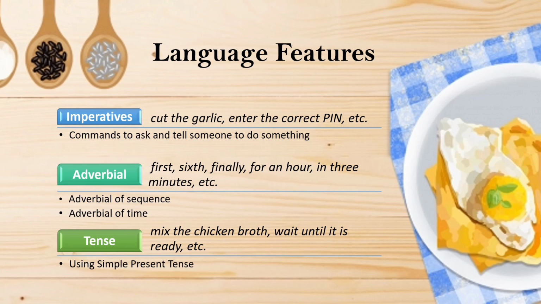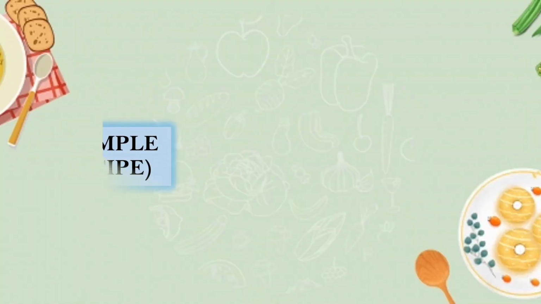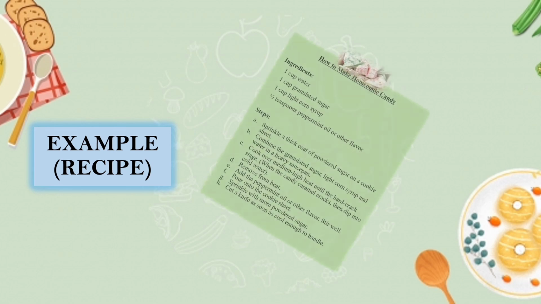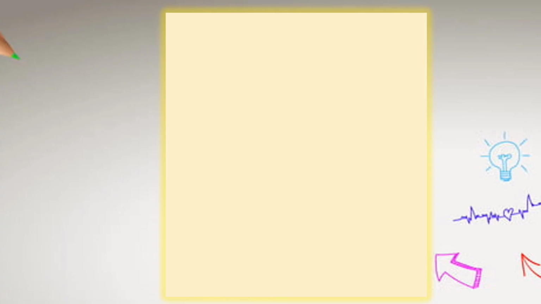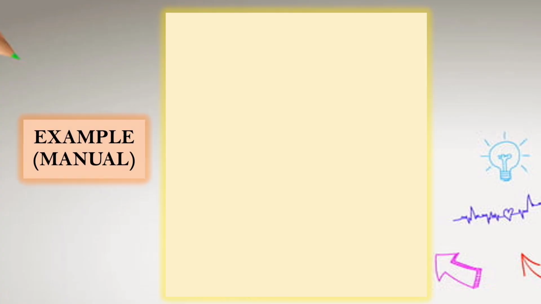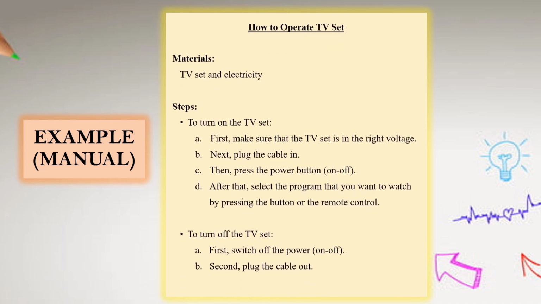Alright, this is the example of a recipe, which is about how to make homemade candy. For the last slide, we have the example of a manual, and it's about how to operate a TV set.